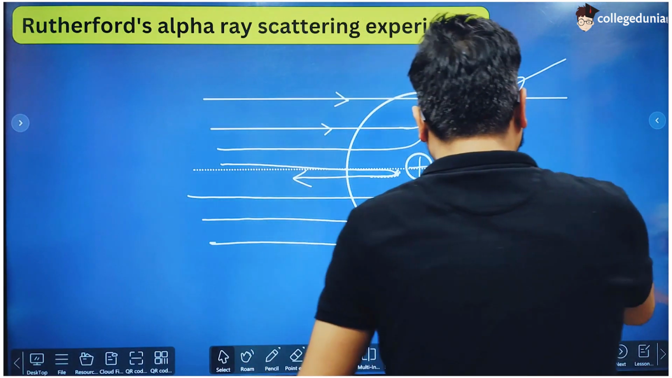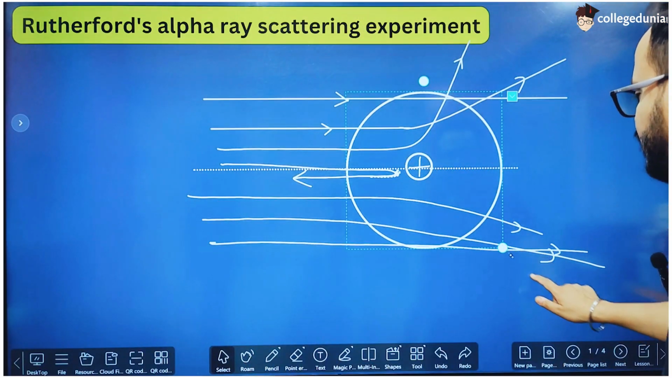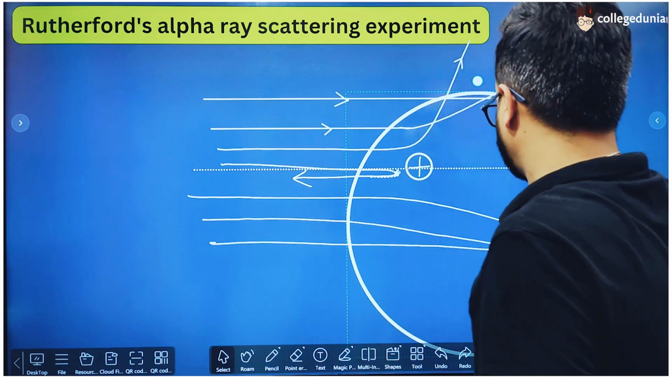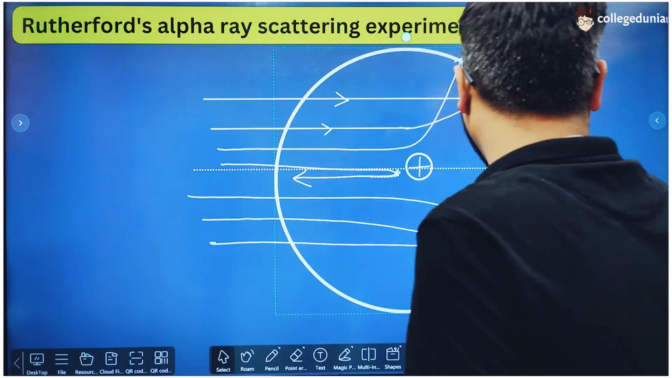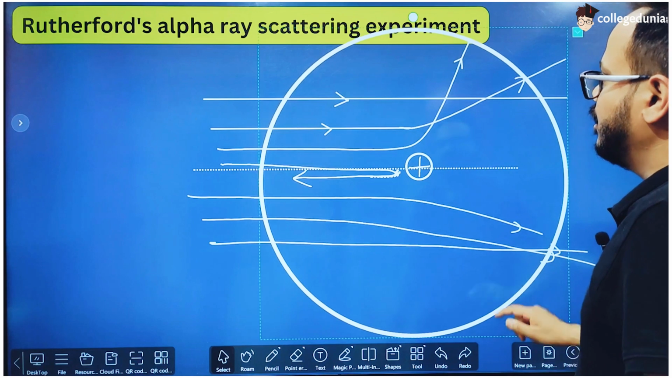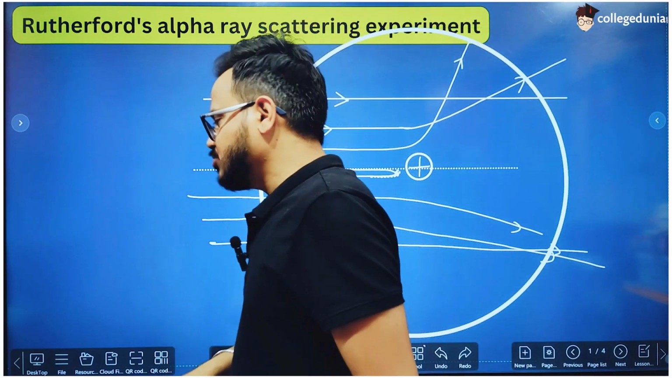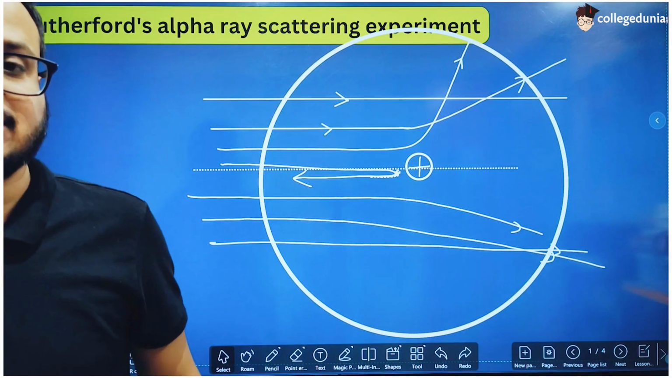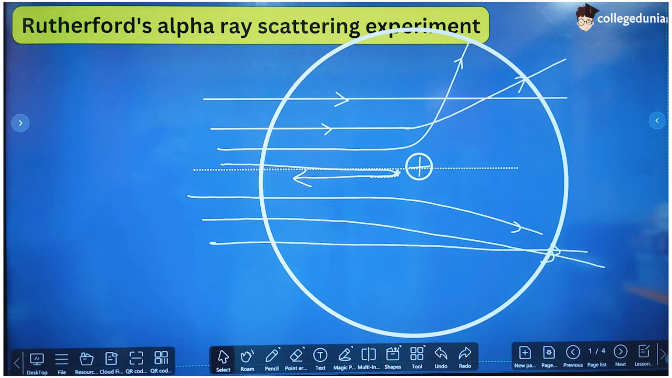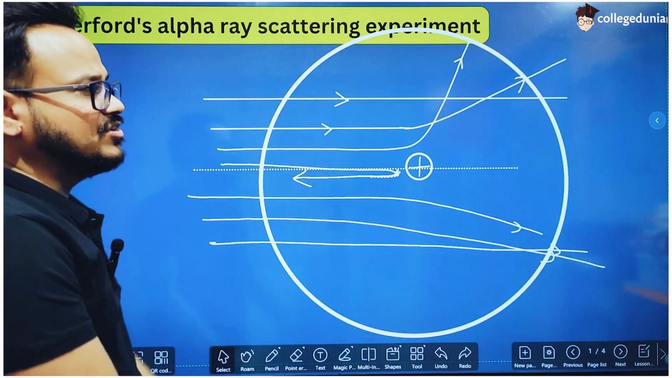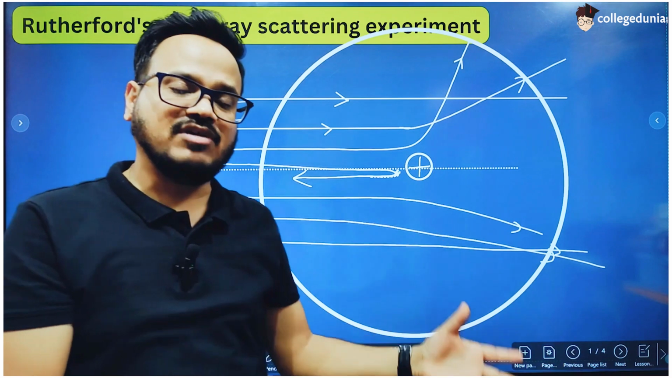This is not made to scale. Just imagine that the size of the atom is this much, right? In fact, the size of the atom is 1 lakh times larger than the size of the nucleus. So there is so much space in an atom which is empty and far away from the nucleus.